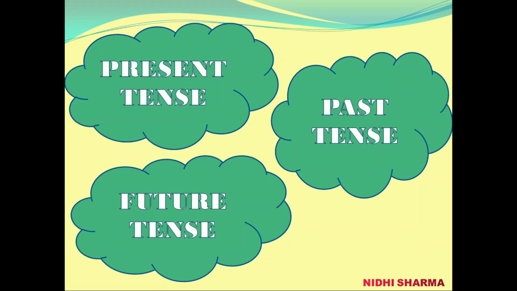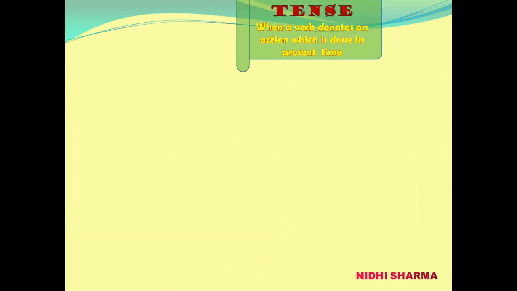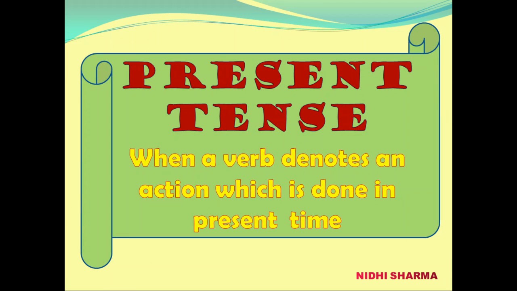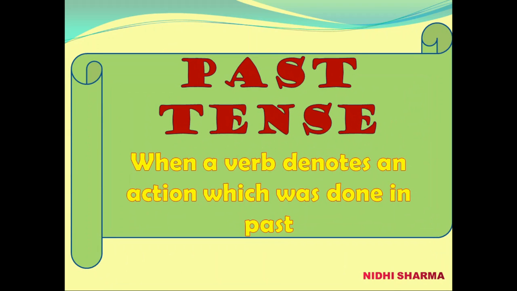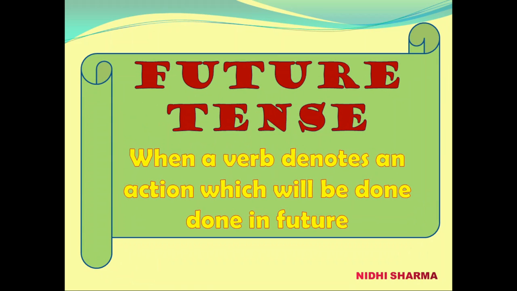Now, what is present tense? Present tense is when a verb denotes an action which is done in present time. It is called present tense. What is past tense? When a verb denotes an action which was done in the past, it is called past tense. And what is future tense? When a verb denotes an action which will be done in the future, it is called future tense.